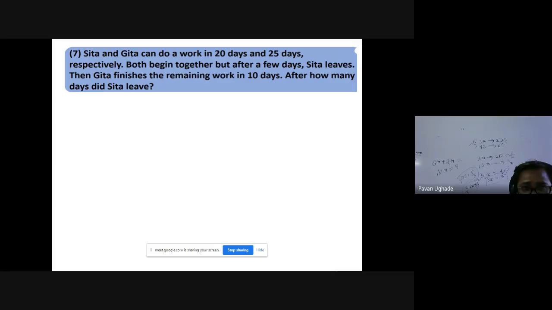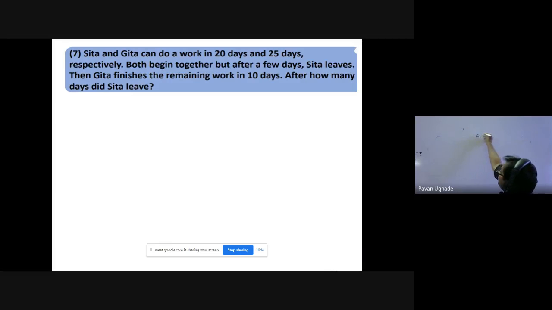Okay, I'll take up another one. Nowadays, guys, if you are seeing some placement question papers of aptitude, recently these are the questions companies are asking. This is of this kind. Sita and Gita can do work in 20 days. This is a type 3 problem actually. It is a little bit more difficult to understand, but very easy once you understand. See, Sita and Gita can do the work in 20 days and 25 days, respectively.